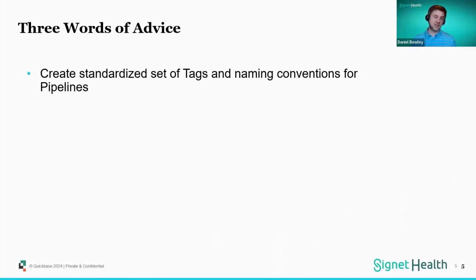The first thing I highly recommend you do is, in your pipelines, you have that tagging system. You should create a standardized set of tags for your pipelines and a standardized naming convention. I've discovered this to be a huge help because loading each pipeline and looking at each one takes a lot of time. And so being able to find the thing that you're looking for quickly can really help your efficiency.